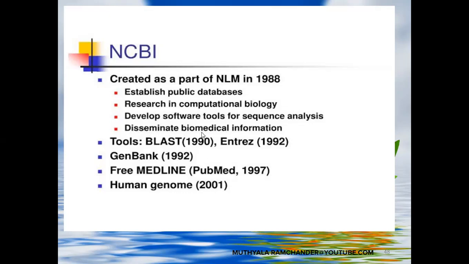NCBI disseminates biomedical information. The NCBI tools are BLAST, Entrez, GenBank, Free Medline, and Human Genome. These are the NCBI web portals, created for the observation, identification, and analysis of sequences of protein, amino acid, and nucleotide databases.